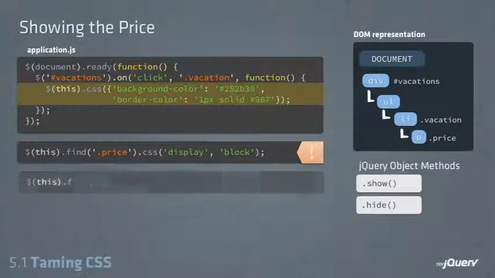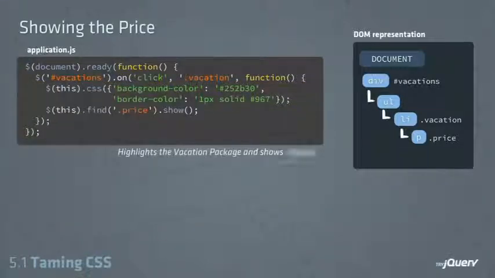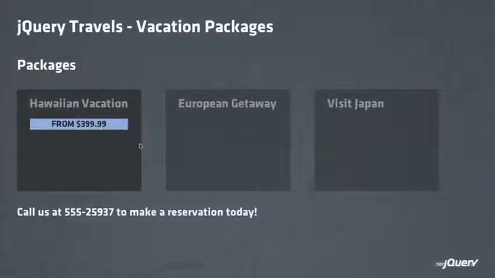So here we call the show method, and it's going to display the price for us. And there we go. Now when we click on the li, it highlights the vacation package and shows the price, as we can see here.